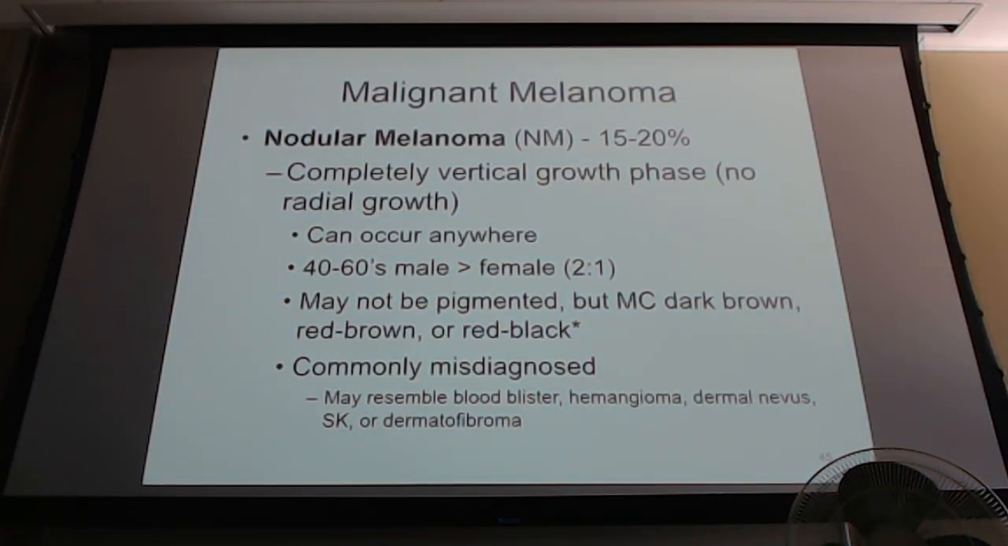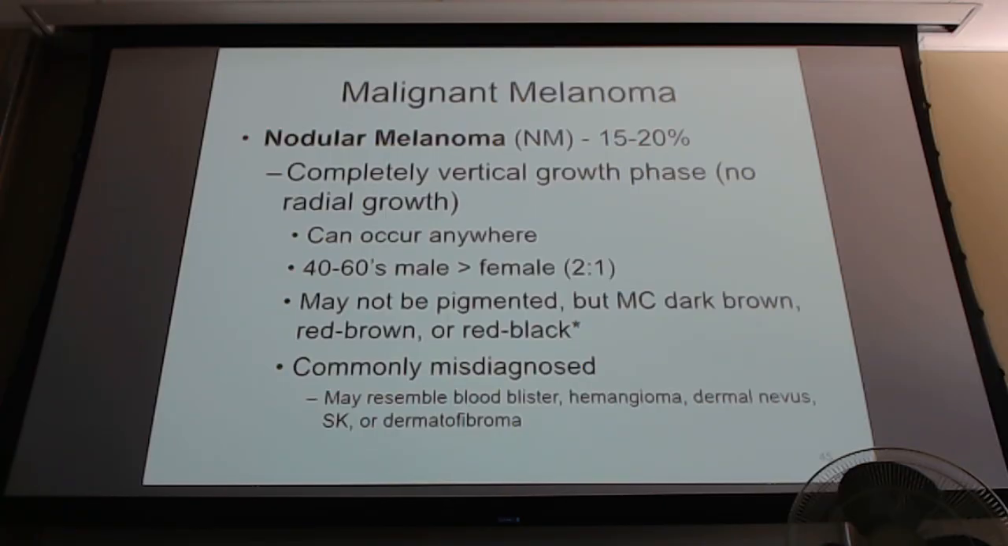Up next, we've got nodular melanoma. So 15 to 20%, so it's the next one. Completely vertical growth. This does not even do any radial. It can show up and look like a dot here, but it's still growing, but it's not spreading radially. It's going deeper or rising up, right? So it can be a papule or a nodule. It can do those things out there.